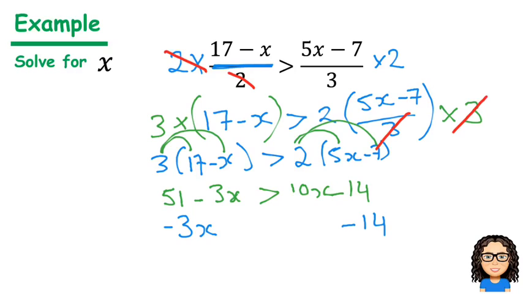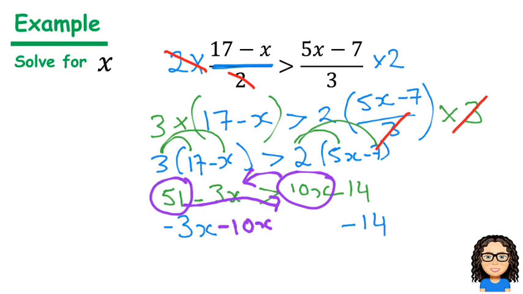Other than that, I do want to move some of the other pieces. I want to move this 10x across. At the moment it's 10x; when I move it across, it's going to become minus 10x. Now, did I multiply or divide by a negative number? No, I simply subtracted, so that won't change the sign. The other one I want to move is that 51, which is positive at the moment. When I move it across, it becomes a minus 51. Again, I'm only subtracting 51, so the sign does not change.